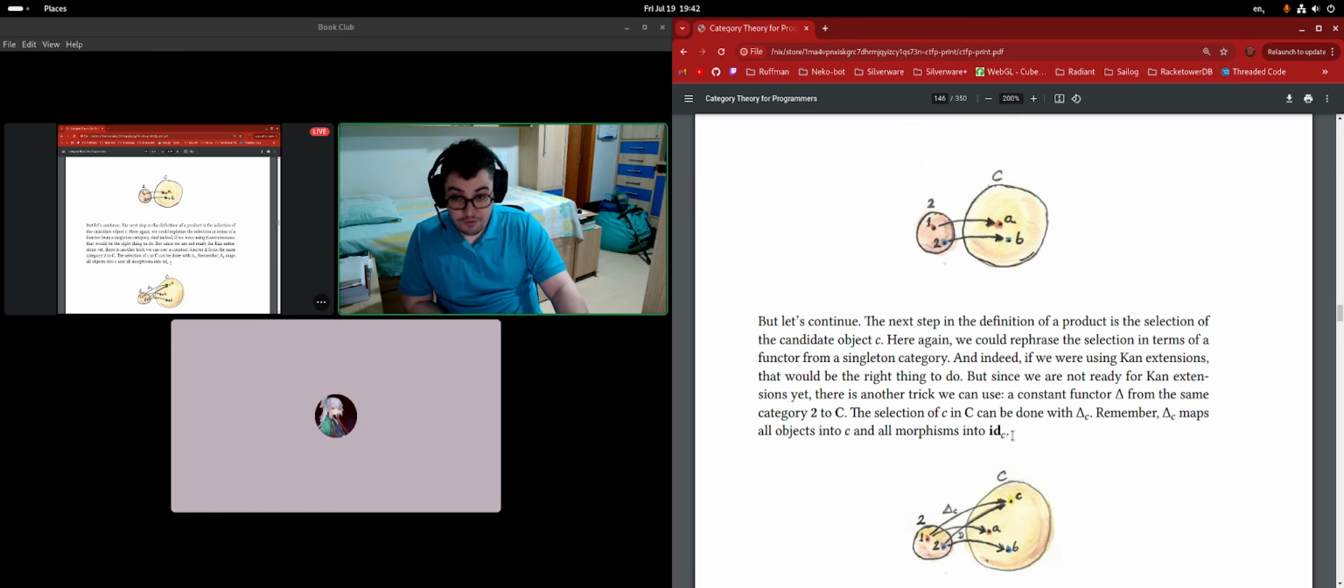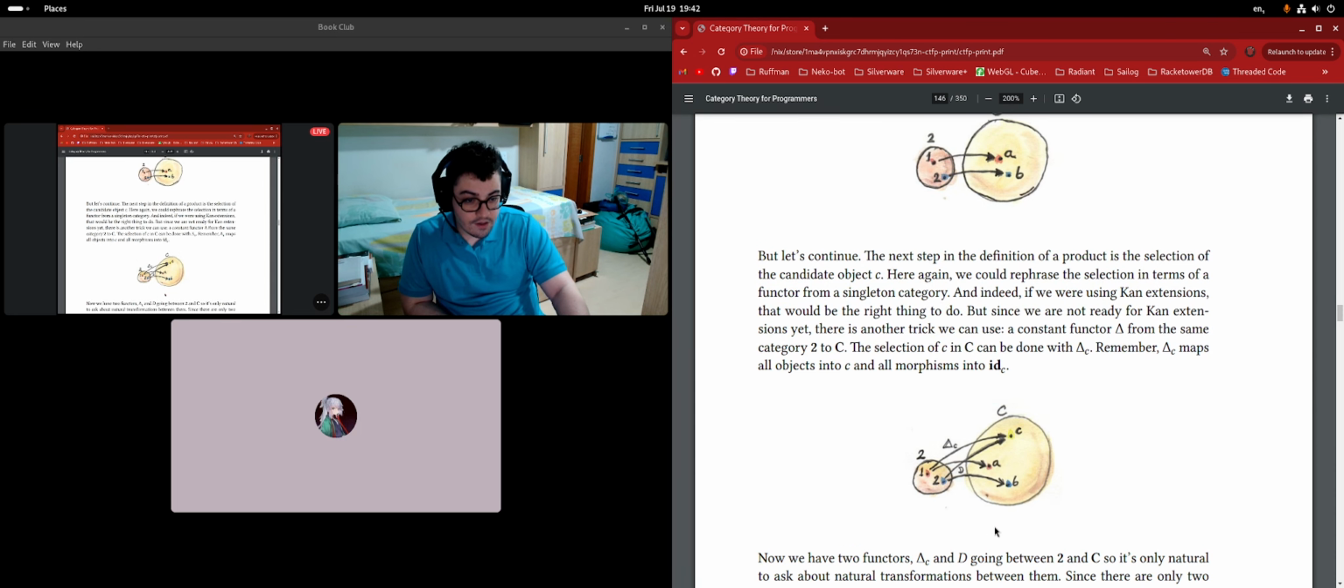Next step is the definition of a product as a selection of the candidate object C. We need to rephrase that. Well, then there's what Marinho said, which is that if we had Kan extensions, but we don't. A constant functor delta from the same category 2 to C. So delta goes from 1 and 2 to little c. The selection of C in capital C can be done with the functor delta C.